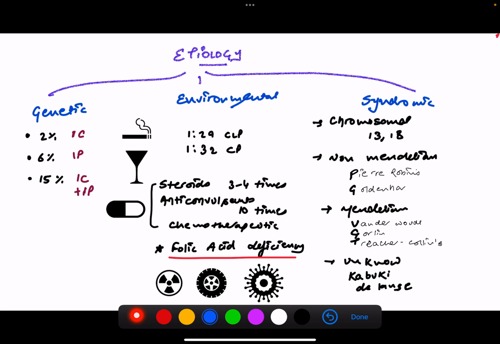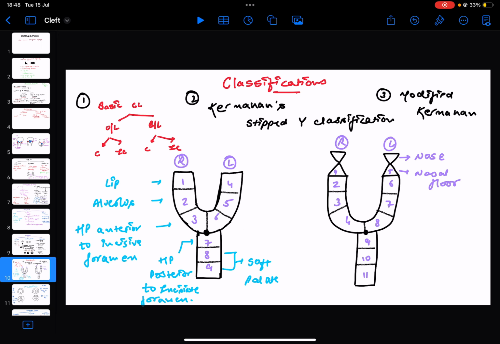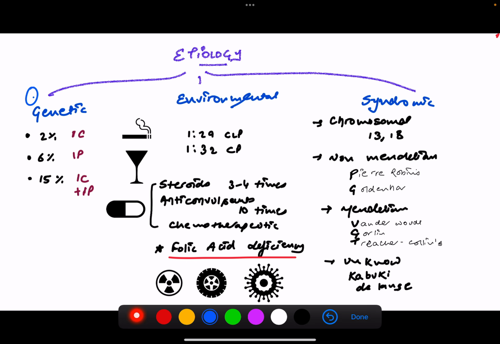Now, how exactly do cleft lip and palate occur? So the etiology has a genetic component, an environmental factor, and third is syndromic. First one: when one child is affected, there are 2% chances. When one parent is affected, there are 6% chances. And when one child and one parent are affected, 15% chances are there.